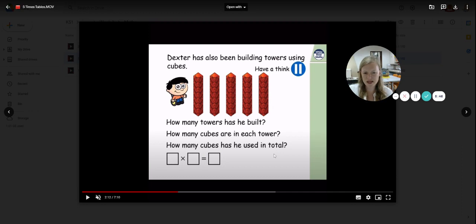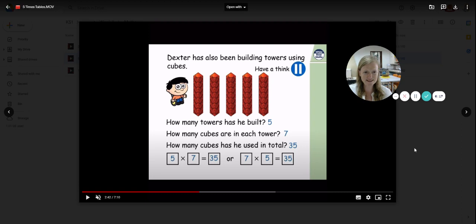What are the multiplication sentences that we can write from this array? Well, we can have 5 towers with 7 cubes, or we can have 7, 5 times. They're both the same. They're commutative. Let's have a quick look at that. 5 multiplied by 7 is 35, or 7 multiplied by 5 is 35.